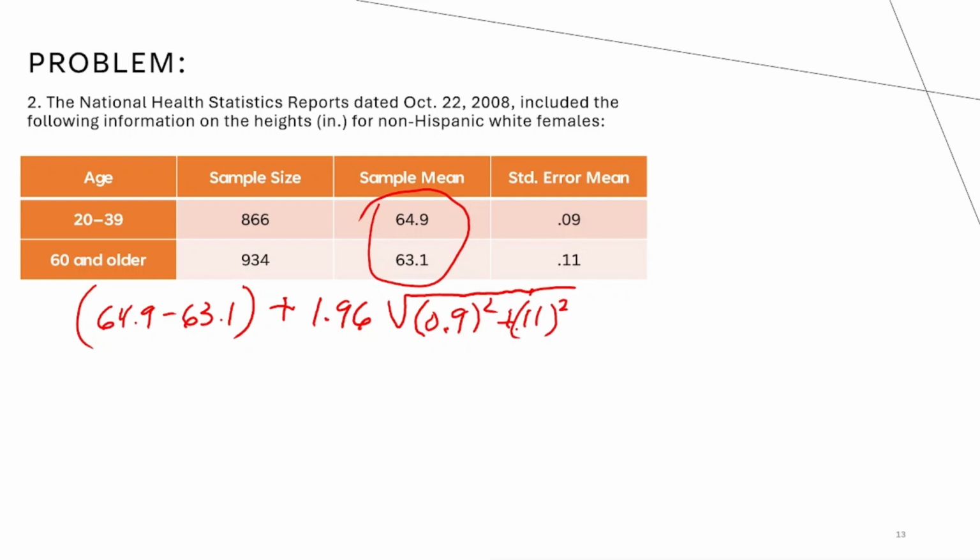Okay, so that's our expression. That's what we're doing for A, and that simplifies to 1.52 and 2.08. So that would be the assumed difference between the 20 through 39 group and the 60-year-old group, where the expectation is that the 20 through 39 group will be 1.5 inches taller to 2.08 inches taller than the group that's 60 and older.